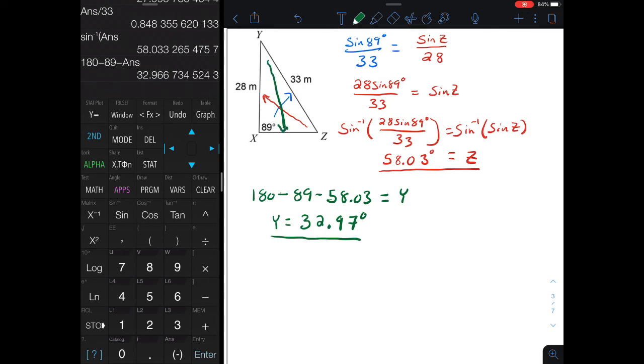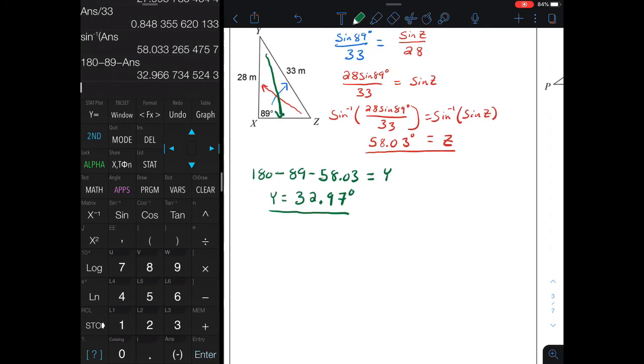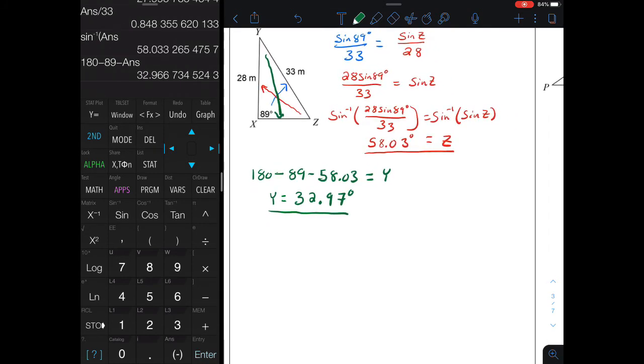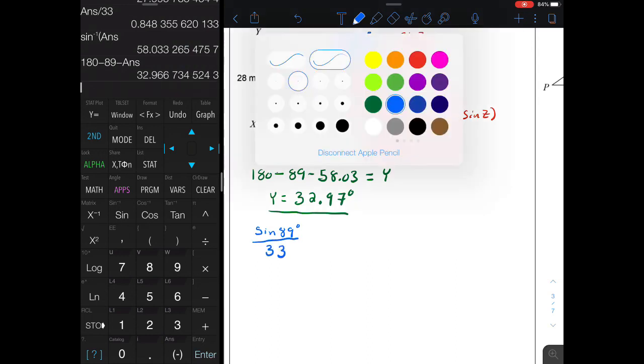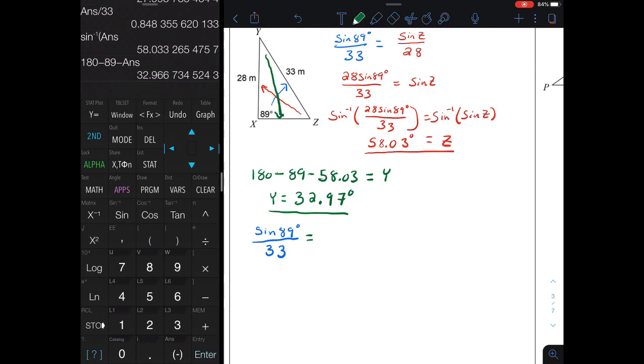Now, I still have that whole decimal saved in my calculator because I want to be as accurate as possible to find that opposite side. I don't want to have rounding error. I don't want to round too early in my problem, because then my rounding error becomes larger the more times I use the rounded number, if that makes sense. So I'm going to go back to my original law of sines ratio to solve for Y, because this is not rounded. Sine of 89 divided by 33 is going to equal sine of 32.97 divided by the opposite side, Y.